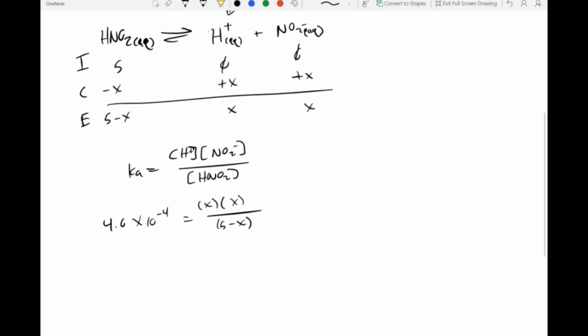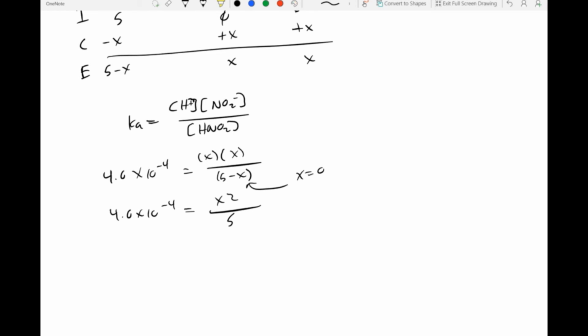Okay, so let's just rewrite this, and on top would be x squared. And if you remember, you're able to essentially say that the x in the denominator equals 0, because since a small amount of acid dissociated, since it's so small, essentially we can just say it's 0. So in this case we'll just say x squared over 5 and just ignore the x. And we can verify this.